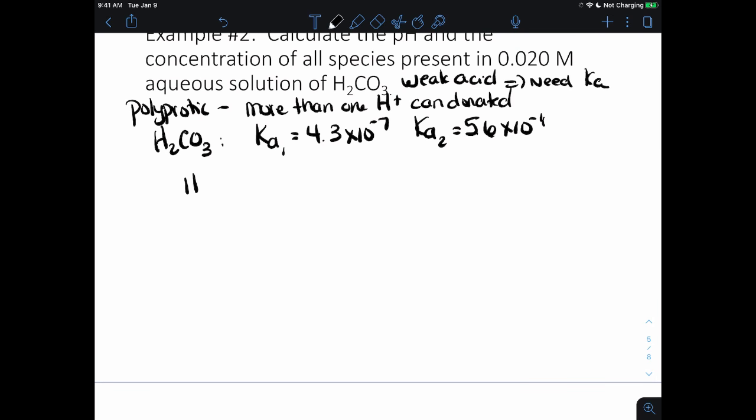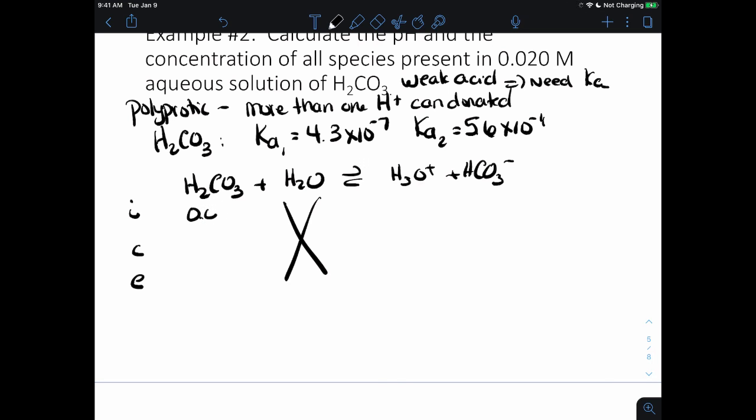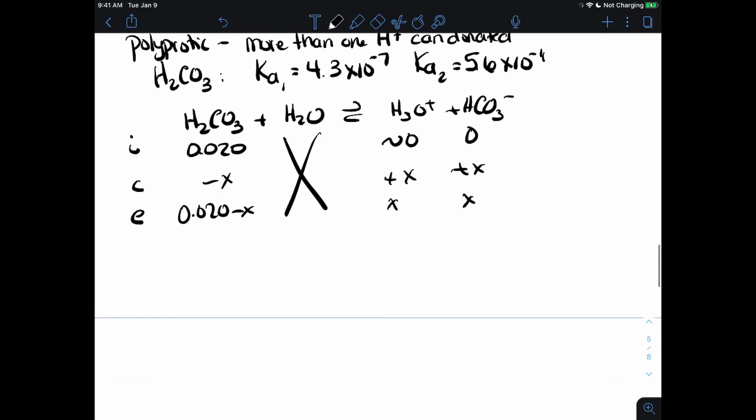So the first one, H2CO3, again, the only thing it can react with is water, makes H3O+. HCO3- is the conjugate base. Remember, you only take one H off at a time. That's what Ka1 represents. Initial, change. Water doesn't matter. The initial concentration was 0.020. About 0, we're going to assume the amount that comes from the autoionization of water is something we can ignore. 0 minus X, plus X. And then this is all for Ka1, losing of the first hydrogen.